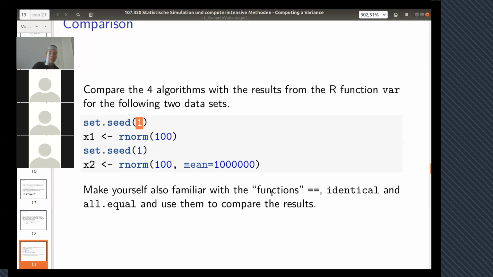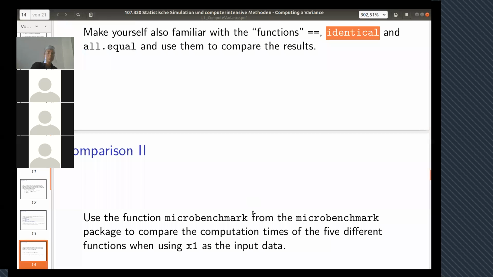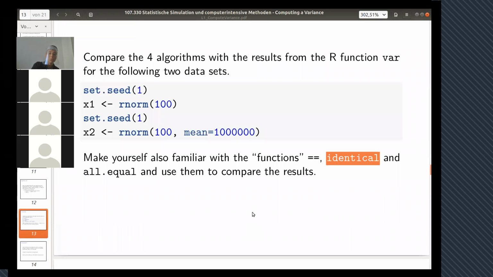So in R, there are several functions for comparing values. The logical comparison, the identical function, the all equal function. Use all of them and try out which is reasonable and which is not for what we are doing here. So you will get 4 different results for the variance of this, and you will get 4 different results for the variance of this.